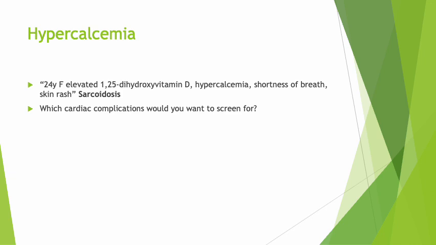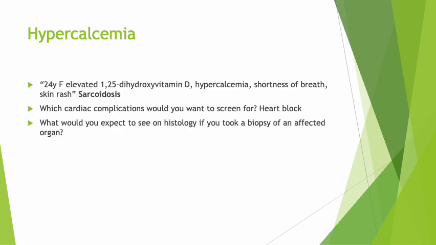There are a lot of different organ manifestations for sarcoidosis, but a couple that are a little more high yield for your exams. So there's going to be heart block, especially if you see someone with heart block who's young, keep sarcoidosis in the back of your mind. And if you took a biopsy of an affected organ for someone with sarcoidosis, what would you expect to see on histology, maybe a buzzword on your exam? So this is going to be your non-caseating granulomas.